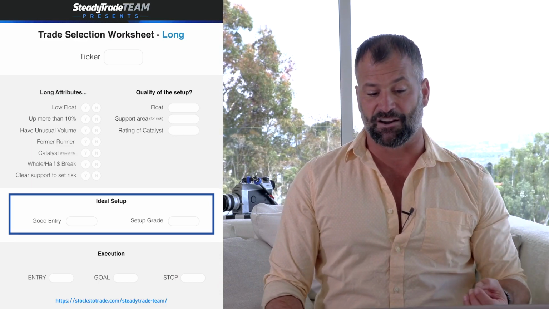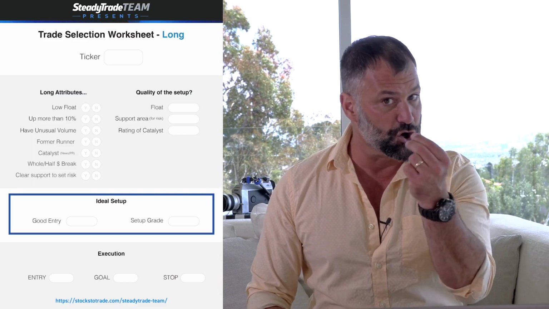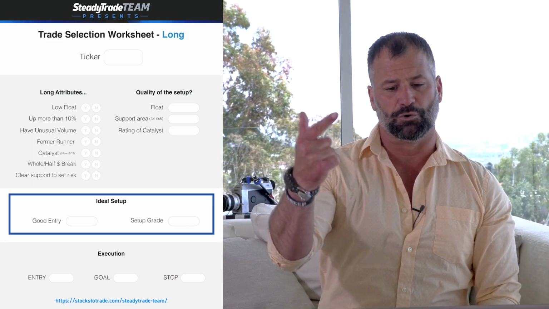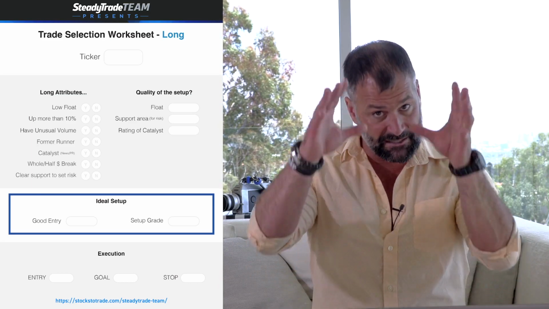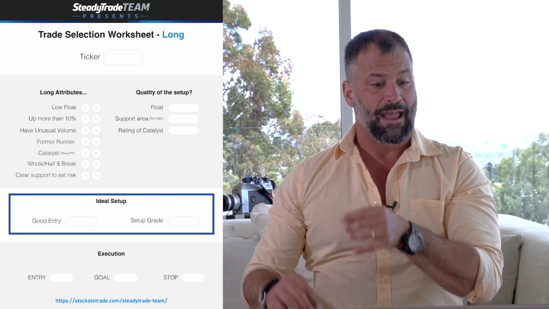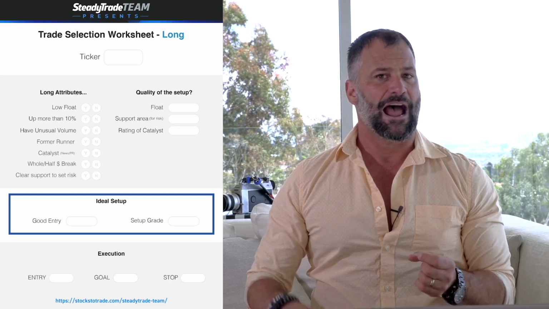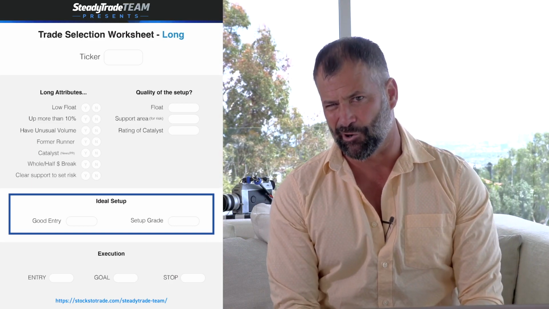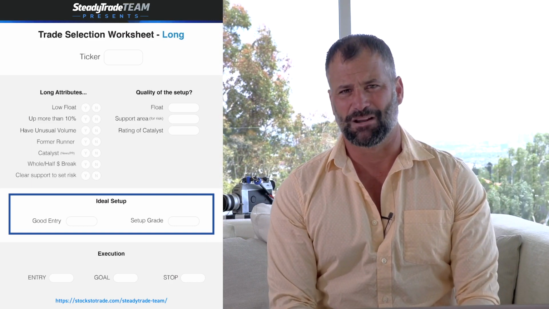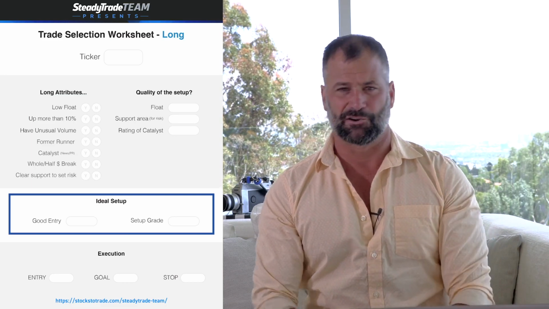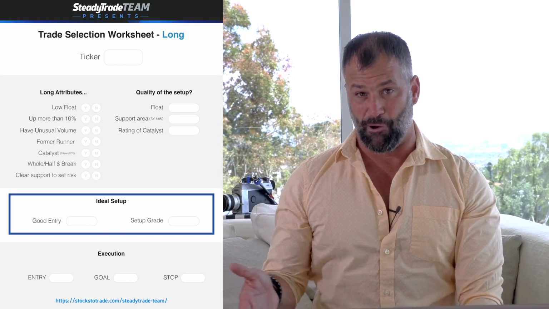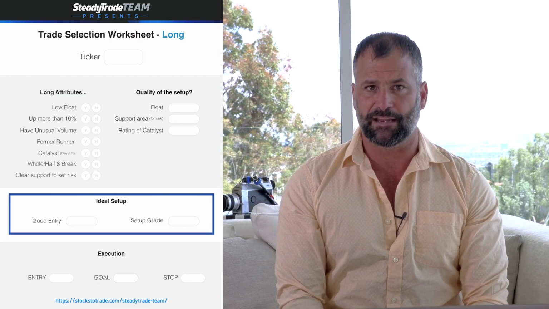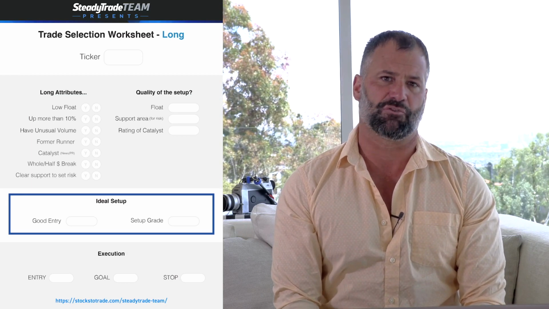So the next thing we talk about is that ideal setup. We look for a good entry based off key technical indicators: red to greens, 52-week highs, whole dollars, half dollars. Then you're going to grade your setup. You're going to bring everything down, add together how many yeses you checked, how good is the catalyst, and then grade it a 1 to 10, or I like to use letter grades for some reason. Lots of times I'll call it a C- or a B+ or an A+ setup. But however you grade it, write that grade down and then ask yourself, is this really checking all the boxes? Is this really a trade I want to make?